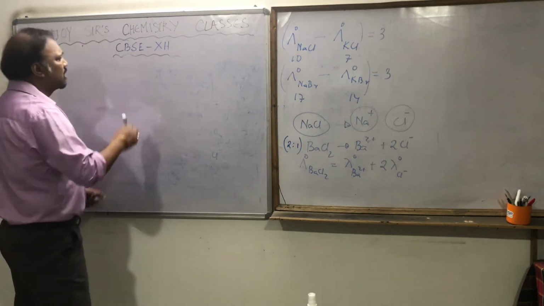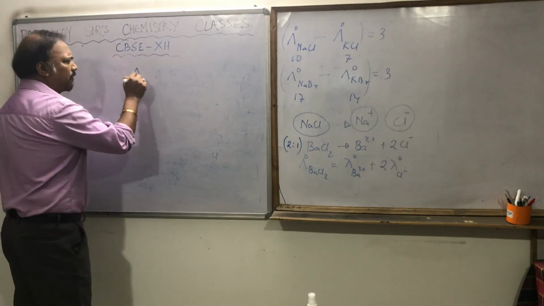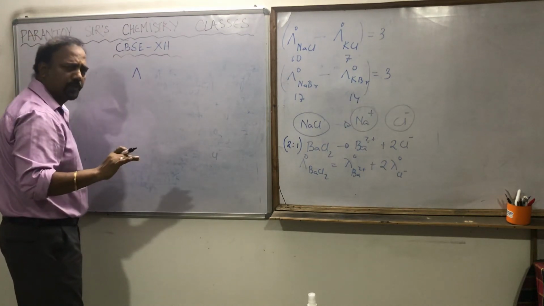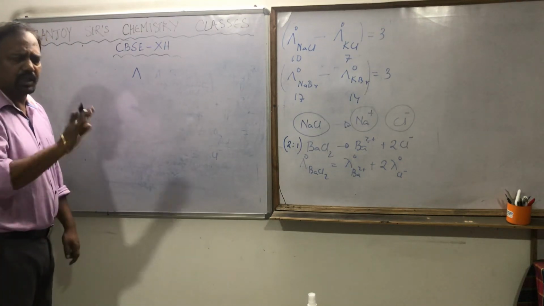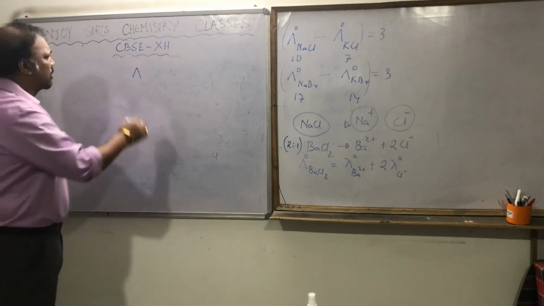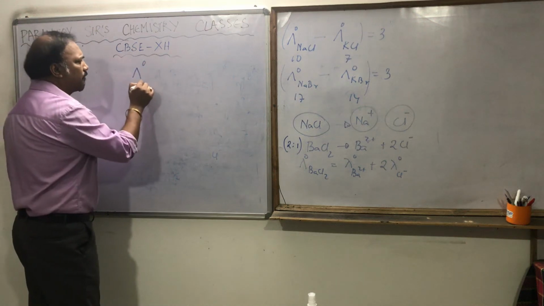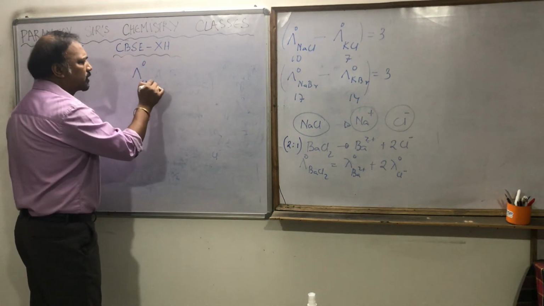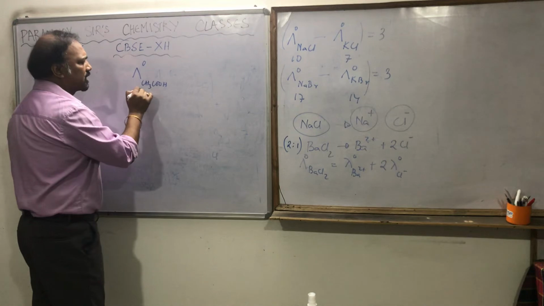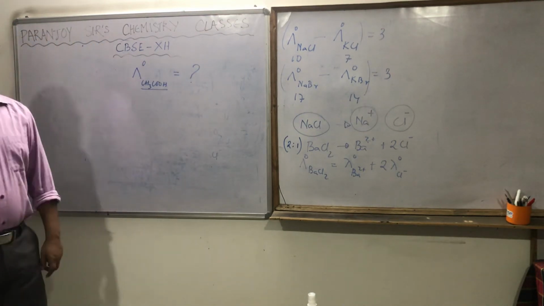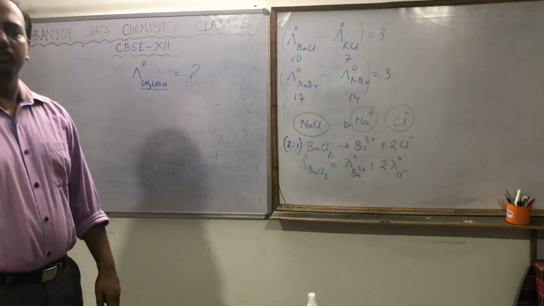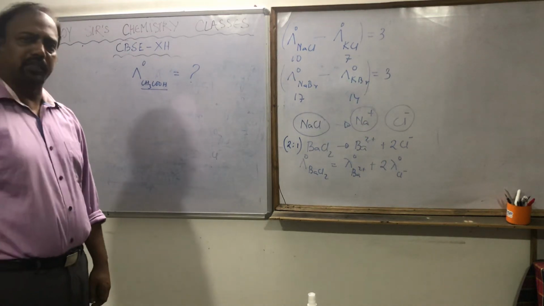Let us try this. Don't go into the values; whatever values I am writing are just what comes to mind, nothing to do with actual values. You have to find lambda 0 for CH3COOH. Obviously this is a weak electrolyte. We cannot get the value directly by extrapolating it.